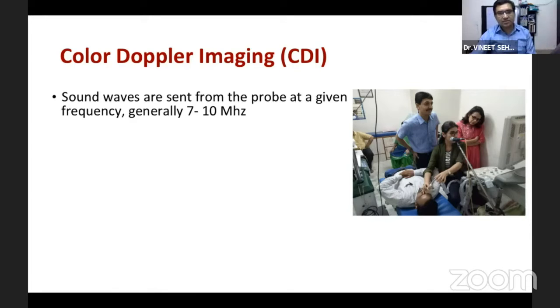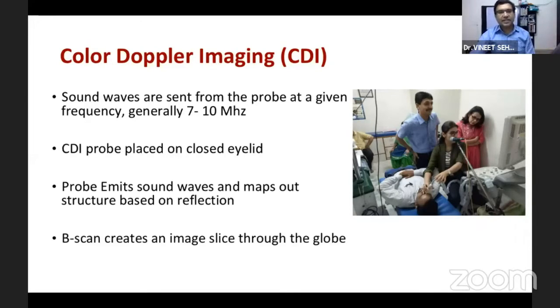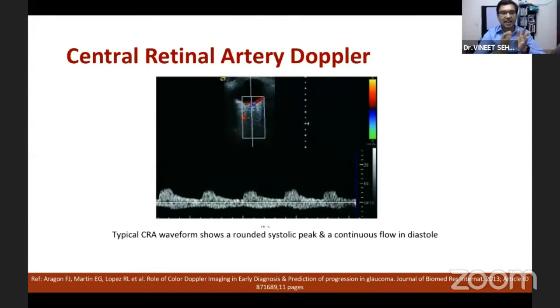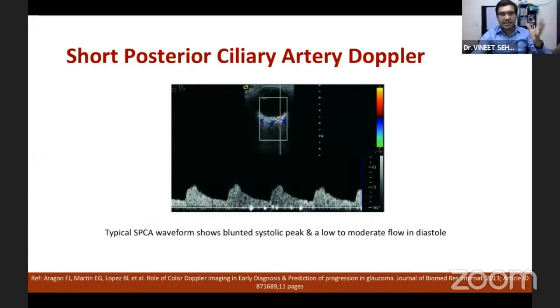We use the same Doppler machine with a probe of 7 to 10 megahertz, which is placed on the closed eyelid, and then we get the graphs. This is the graph which we can see with the central retinal artery. Similar graphs are seen in the short posterior ciliary arteries. It is very important, as Dr. Murli has told us, that the same radiologist does the follow-up for the patient, doing the test repeatedly again and again.